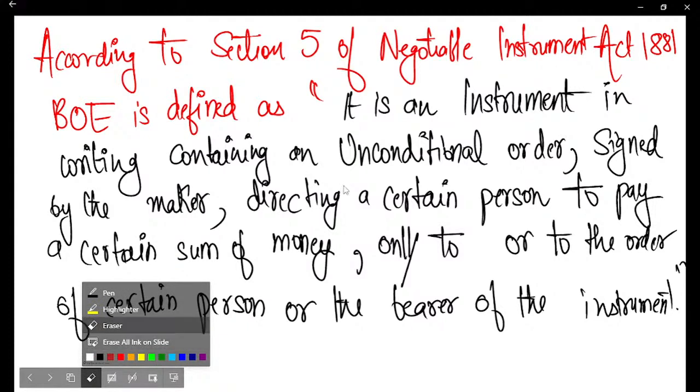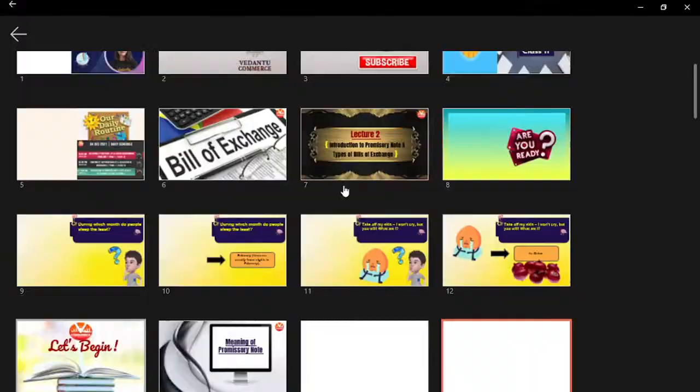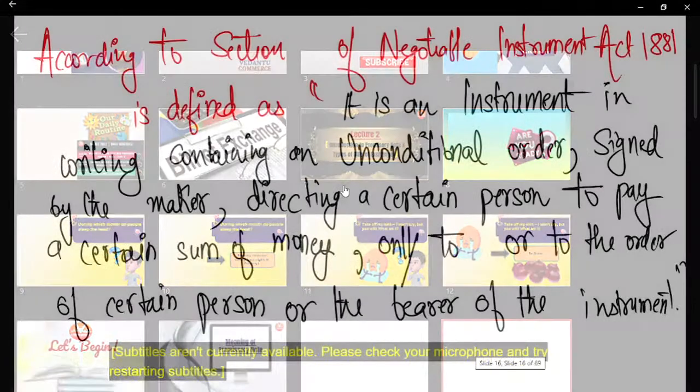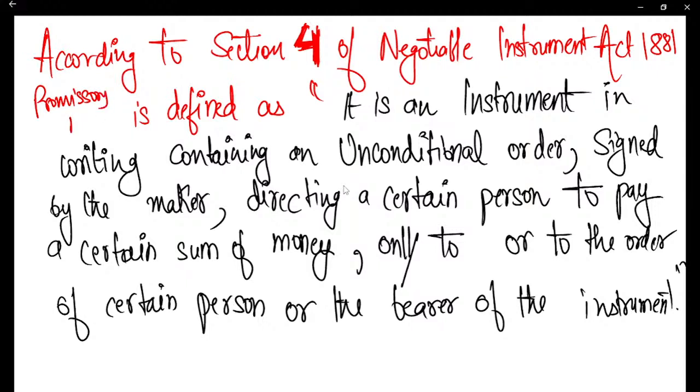So the first change is, promissory note is defined not in section 5. Just a minute. Yes. Promissory note is defined in section 4. So according to section 4 of Negotiable Instrument Act, promissory note is defined as. So this will remain same. It is an instrument in writing. ये same है. Containing an unconditional order.